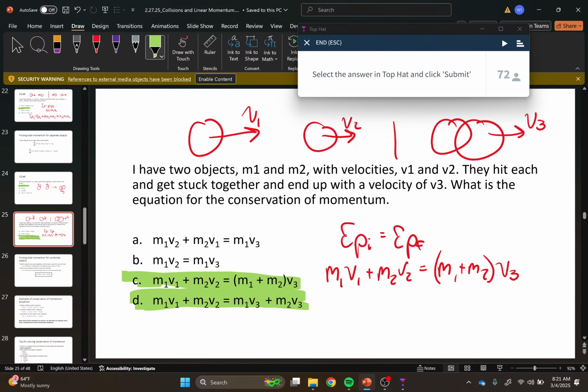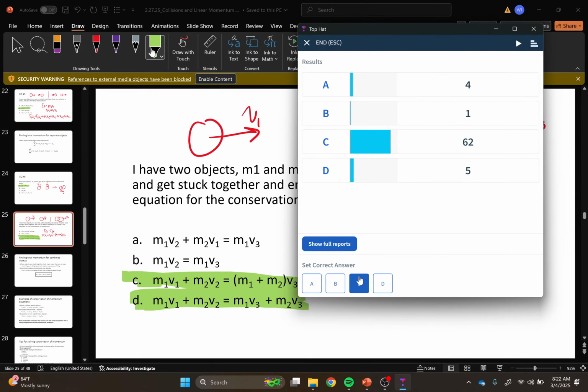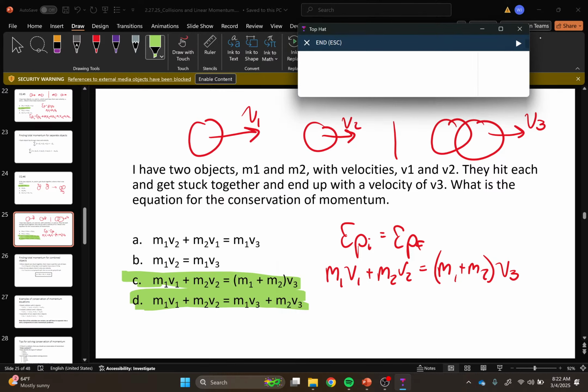Why do they have the same velocity? They're stuck together. If you're stuck together, you're going the same speed. Like, if you're not, then you're not going to be stuck together by definition. Great. Both of those are good.